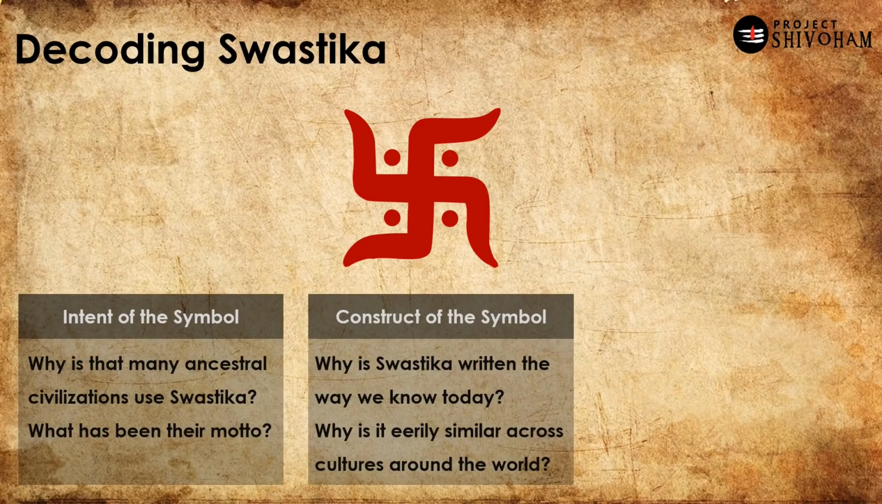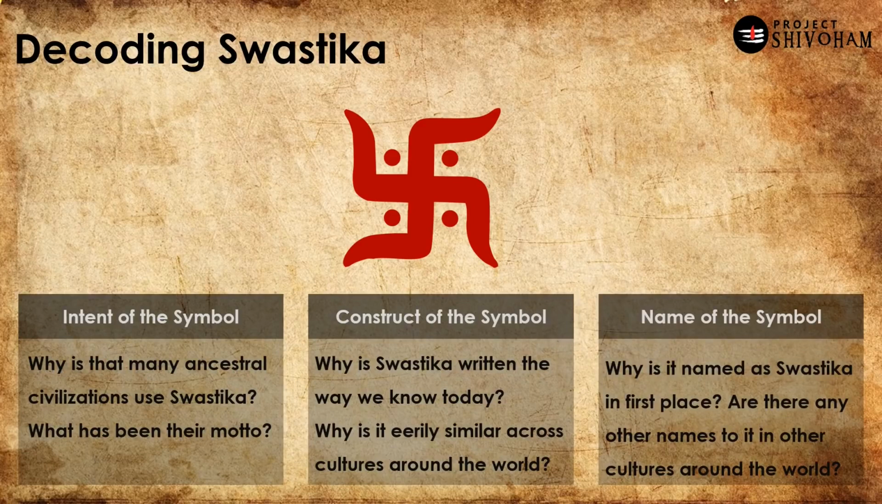And then moving on to the third one, why is the symbol named as swastika in the first place? Are there any other names to it in other cultures across the world? Now these are the three very important questions that we need to understand. Let me give a simple example and things will be a lot more clear. Say for instance, take mango, the fruit. I want to write it down. Now the very first thing is my intention to write the word mango.